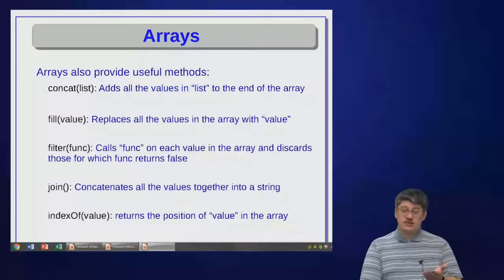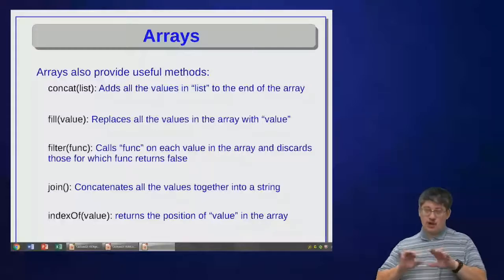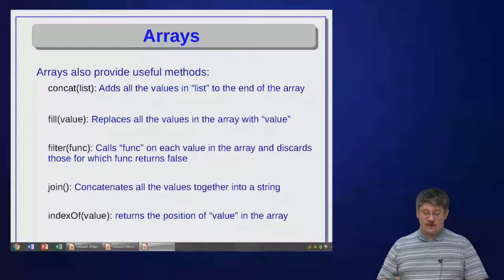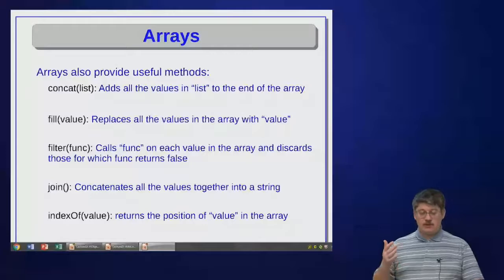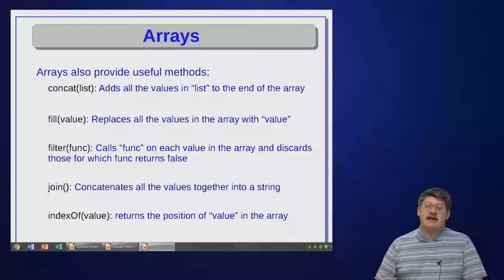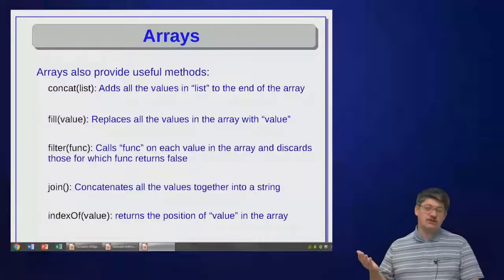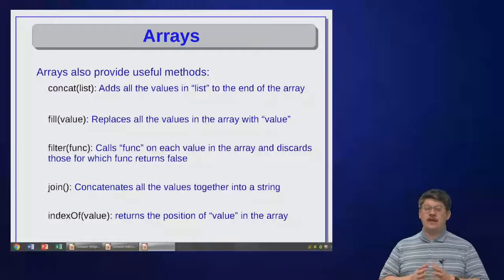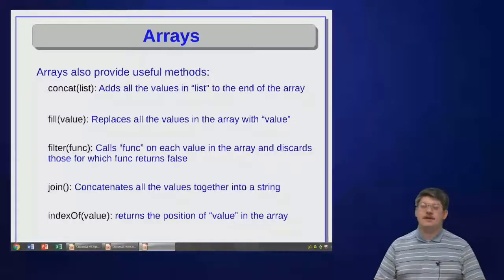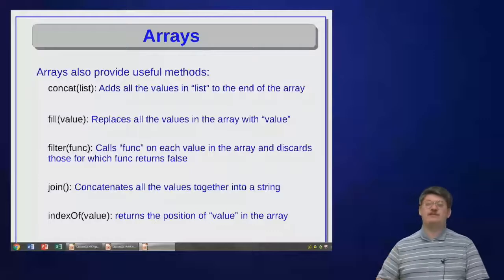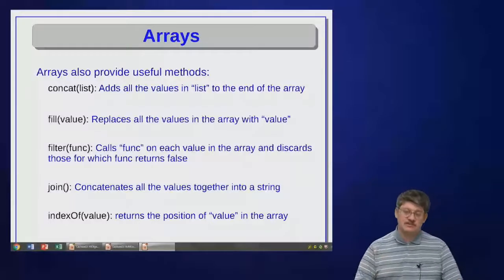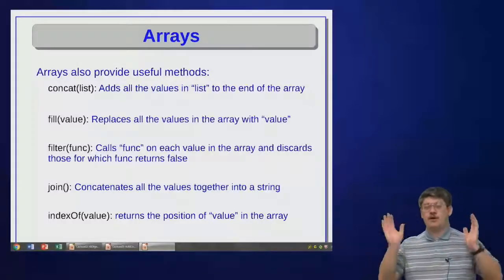Filter takes a function as a parameter, and I have to code that function. And what that function will do is basically return either true or false, and it'll look at each thing in the array, and if that function returns true, it'll keep it, otherwise it'll throw it away. So this is a quick way to maybe discard all the odd numbers. Right? I can keep the evens and throw away the odds by having an even function that returns true if it's even, false if it's odd. And then when I call filter, it'll throw away all the odds.